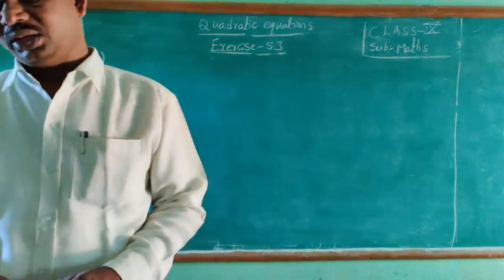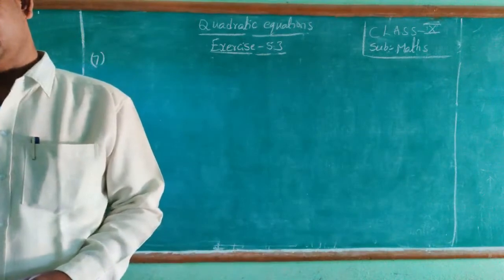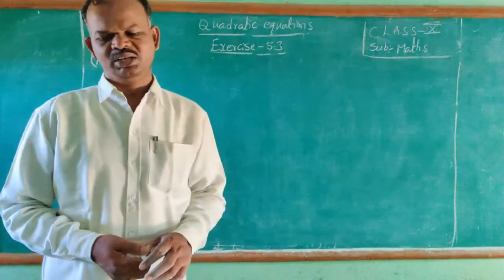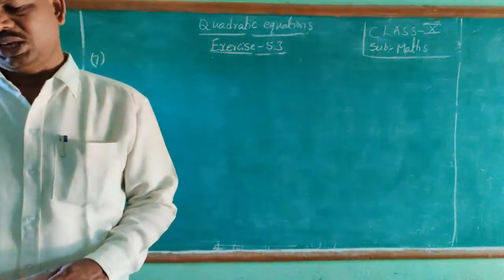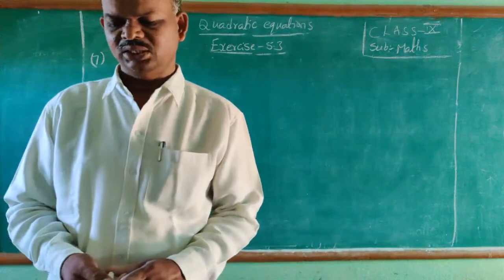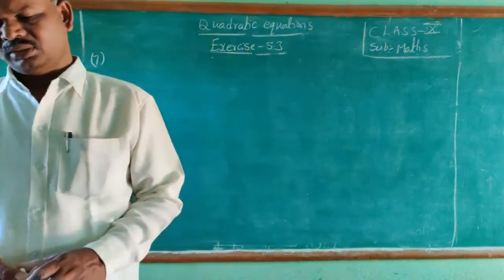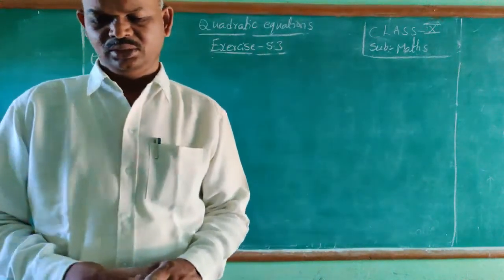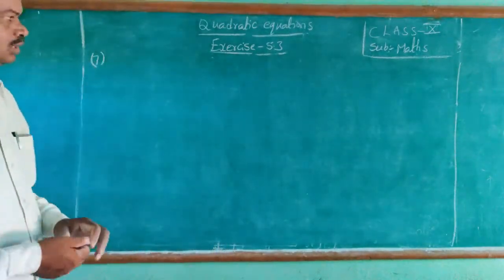The square of the smaller number is 8 times the larger number. Find the two numbers. Solution.